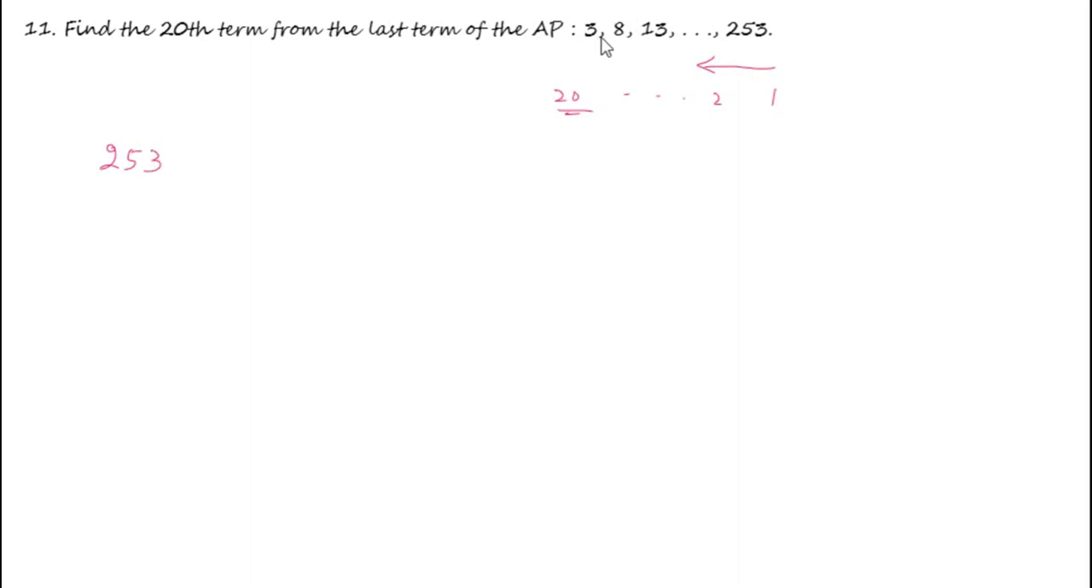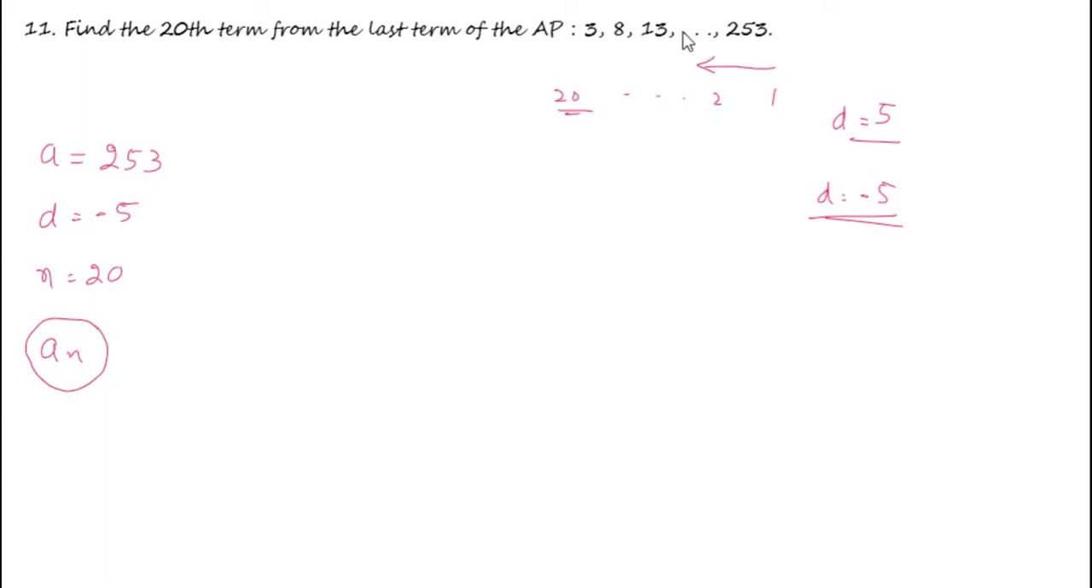Now here it is increasing. In this case, D is equal to 8 minus 3, that is 5. When we write it reverse, D will be minus 5. When you write the series in the reverse order, the first term A equal to 253. Now we know D equal to minus 5, N equal to 20. We need to find out the value of AN.